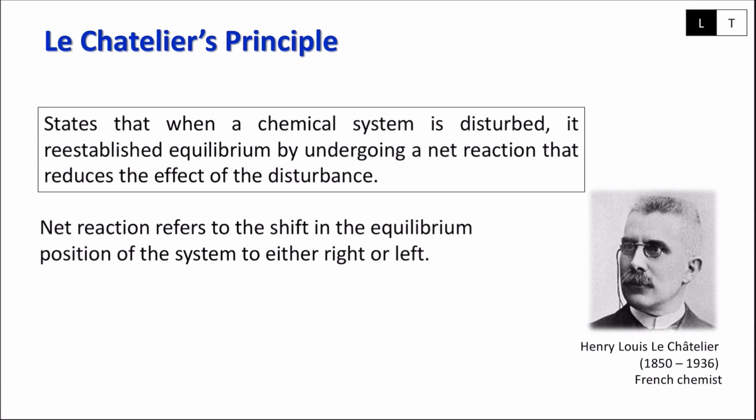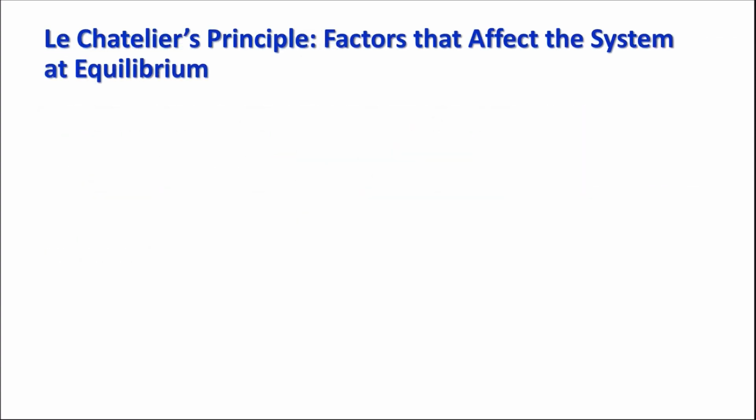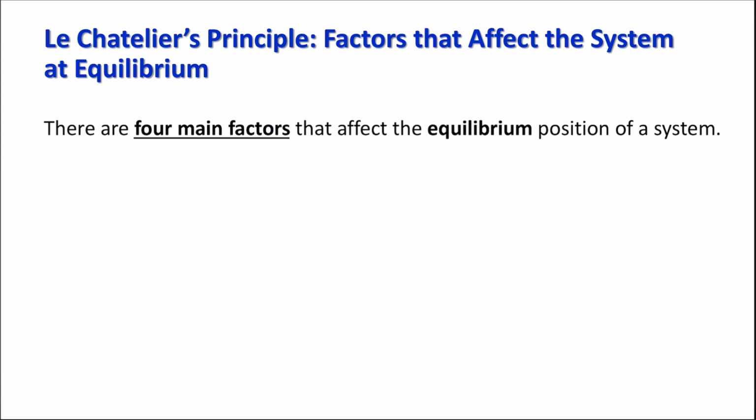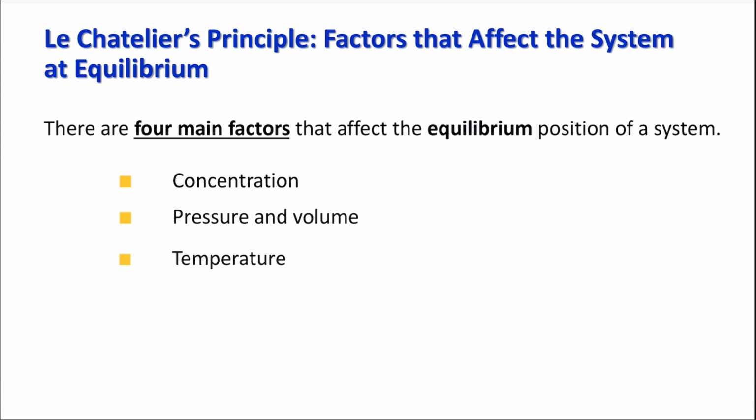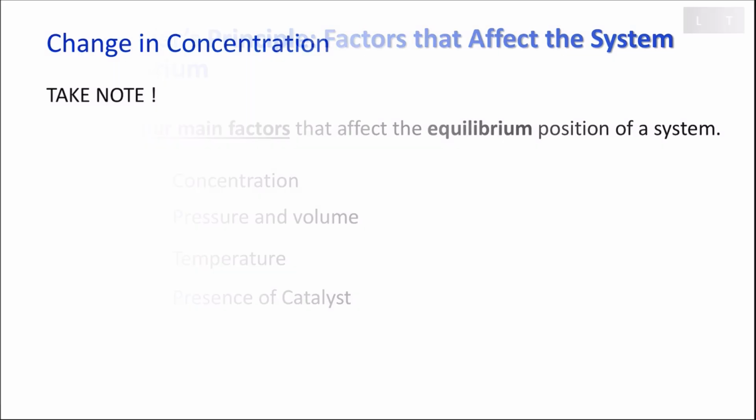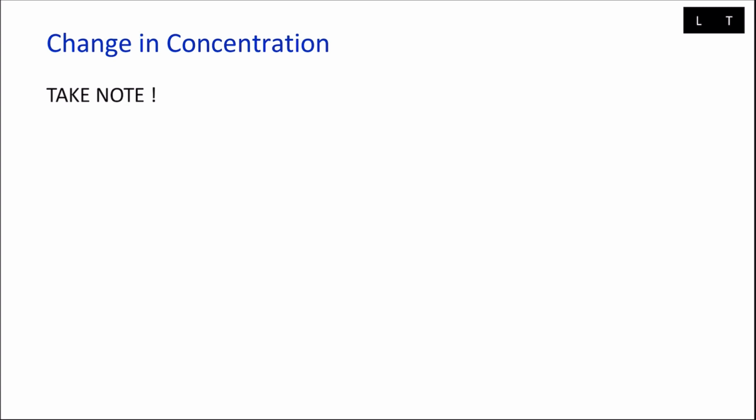So kita akan lihat secara lebih mendalam mengikut beberapa faktor. So there are 4 main factors that affect the equilibrium position of a system. Yang pertama adalah concentration, yang kedua pressure and volume, and then temperature, and the last one presence of catalyst. We are going to take a look at the change in concentration. So macam mana concentration akan affect the equilibrium position?